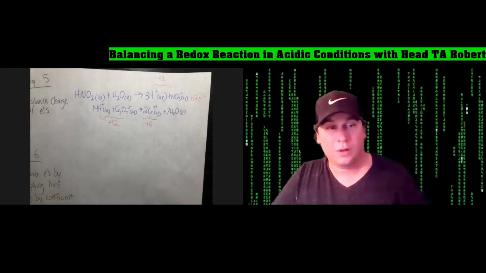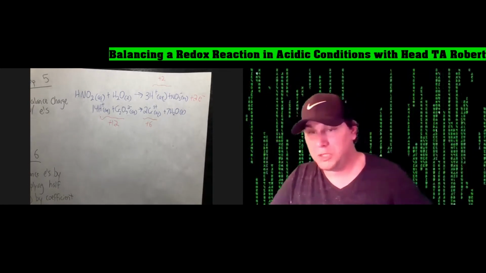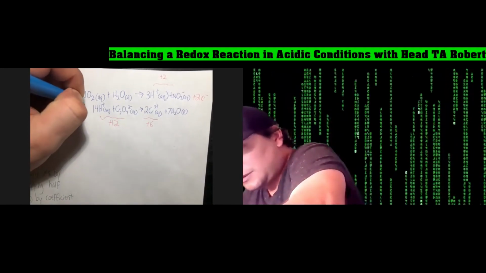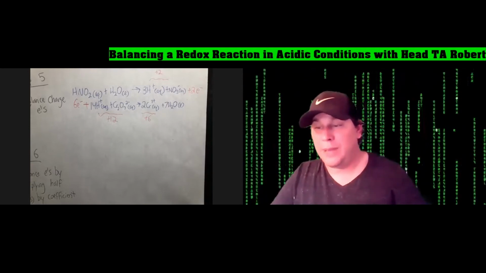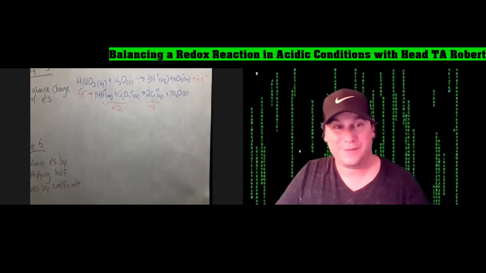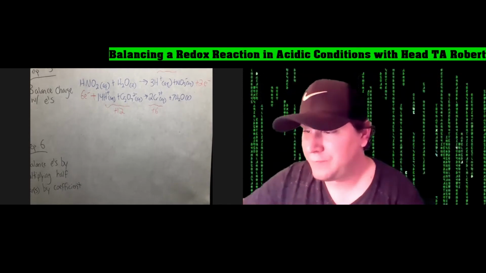And water is neutral. So the left looks like it needs to go minus 6. So 6 electrons. So that's a step, and we call it balancing the charge with electrons. You may hear that worded slightly different, and that's okay.